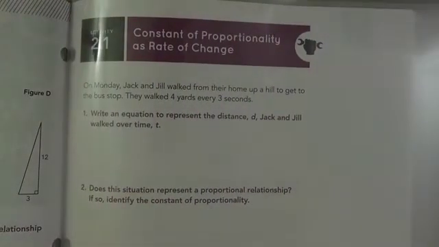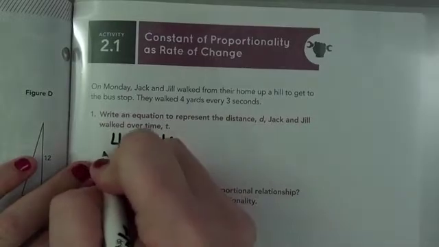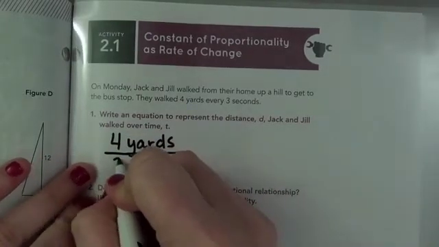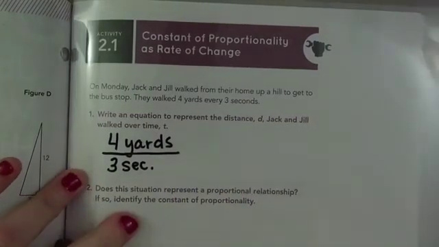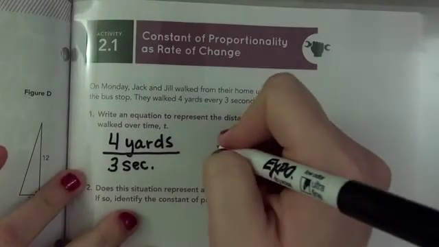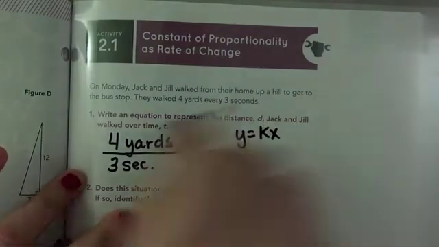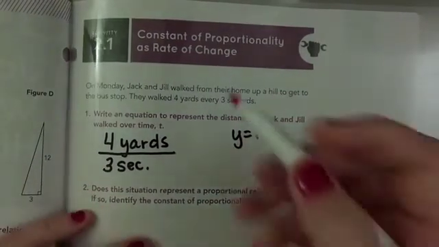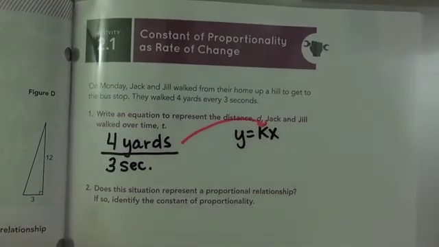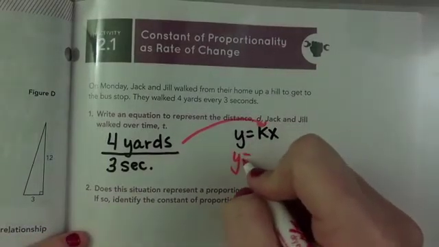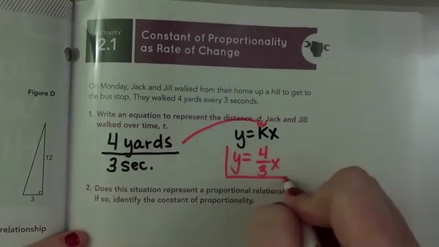So if we look, they're walking 4 yards over 3 seconds. So it's distance over time. So our equation would be y equals, remember, kx, where the k is the rate. So instead of writing y equals kx, we're going to say y equals 4/3 x. And that would be our equation.